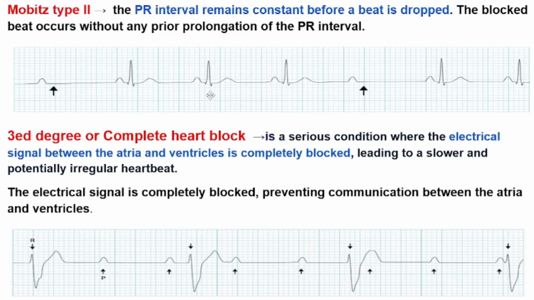Here we have three normal beats, but here we have a P wave, but it's not followed by a QRS complex. And here we have a dropped beat. And the point is the PR interval is constant and it's not increased. And it's the characteristic for Mobitz type 2.